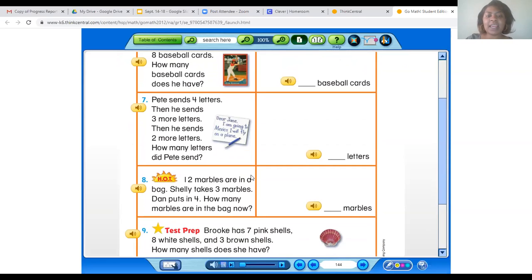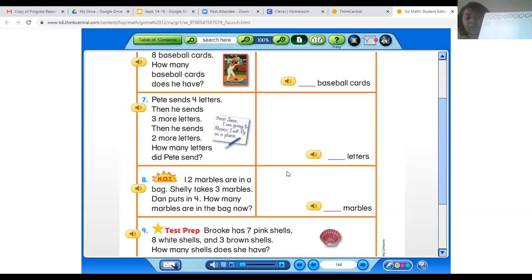So think about that. There are 12. So we start off with 12. 3 of those are taken away. Then Dan puts in 4. How many marbles are in the bag now? Let's do that one together. So there are 12 in a bag. 1, 2, 3, 4, 5, 6, 7, 8, 9, 10, 11, 12.